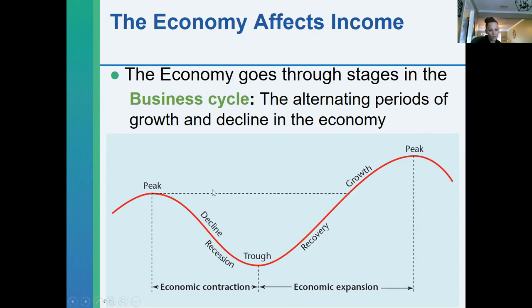So again, from one peak, you can see that horizontal line there. Anything above the previous peak is growth. Every peak doesn't go higher than the previous one. Sometimes they go lower. And we don't really know when we're at the trough until we start going back up and our economy starts recovering.